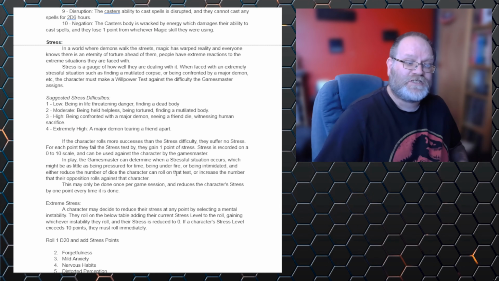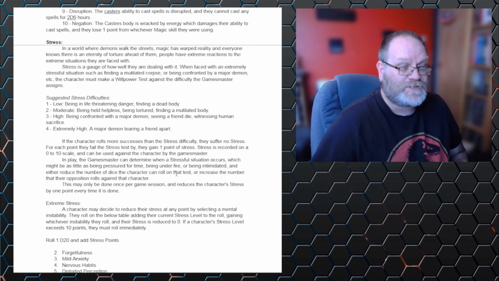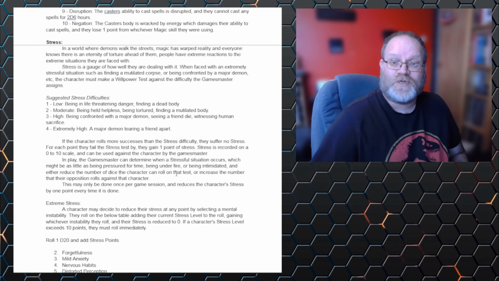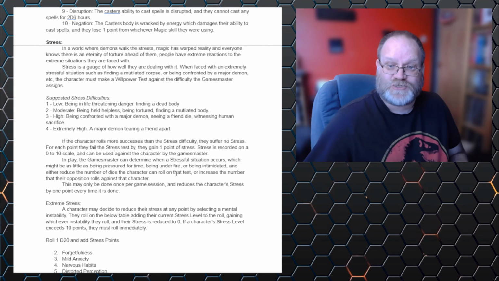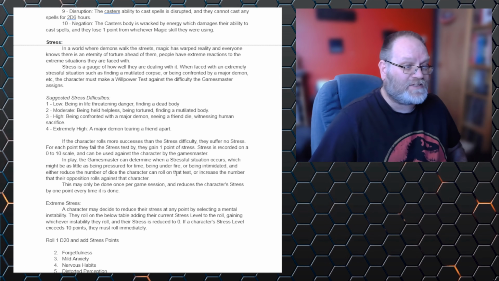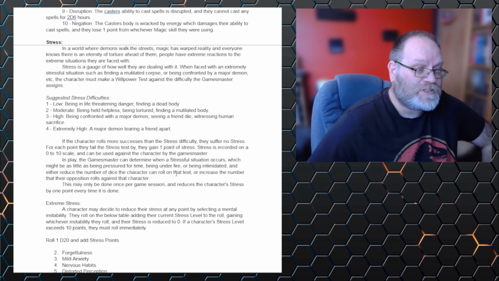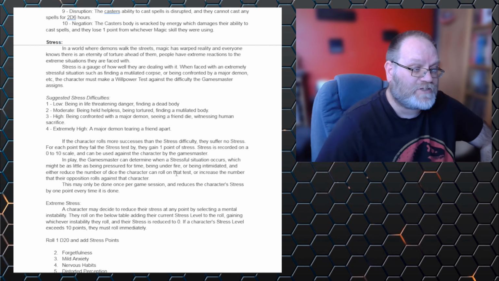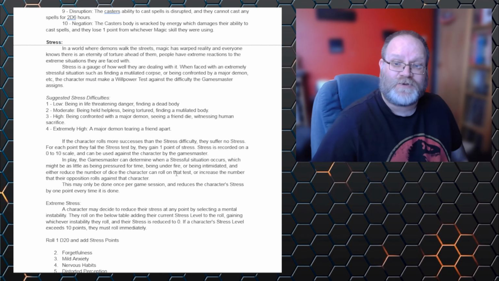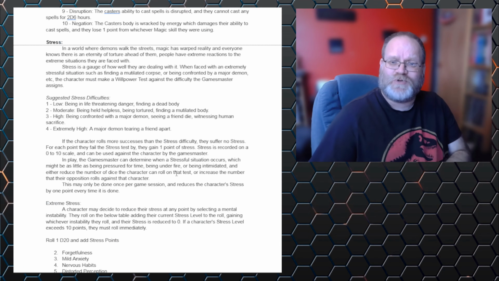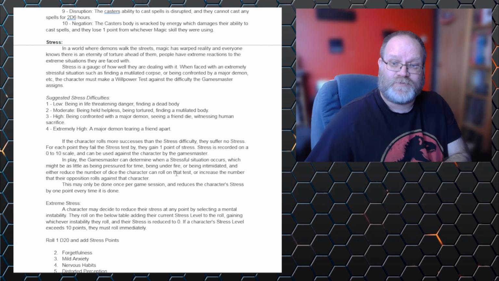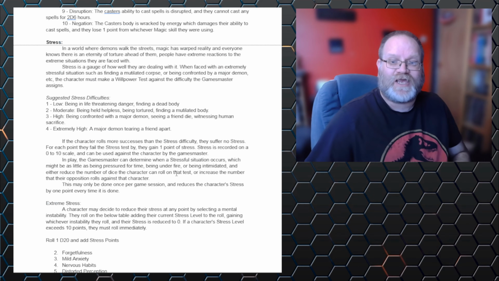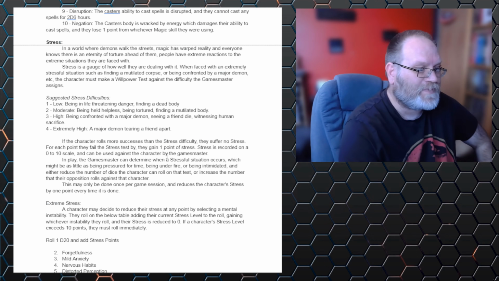Or, alternatively, they can increase the number of their opposition rolls against that character. So the demon is more effective against you because you are panicking because of the stress, and the Games Master can determine that. This may only be done once per game session, and reduces the character's stress by 1 point every time it's done. So the Games Master can't keep using your stress against you, and when he does use it, it gets reduced. So you are getting through the stressful situations because you've had a panic attack, but you feel a bit better afterwards.